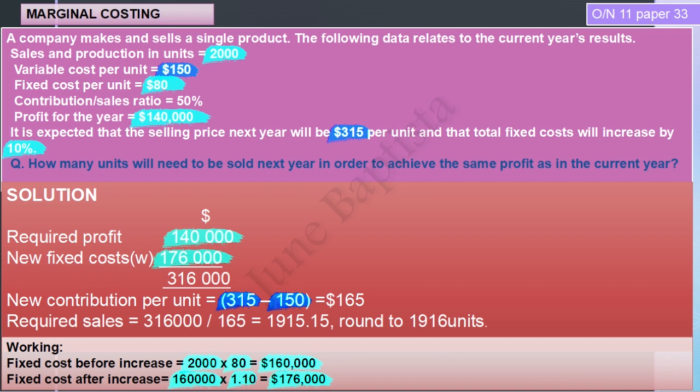The required sales is therefore $316,000 divided by 165 to give us 1,916 units rounded off.